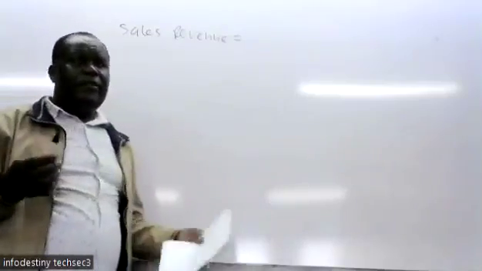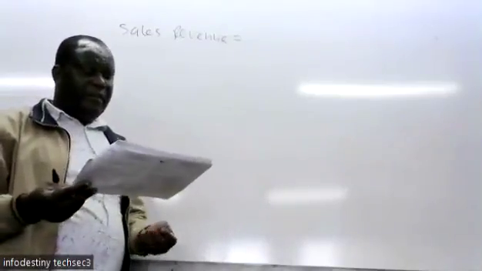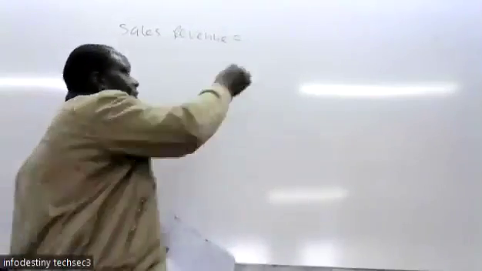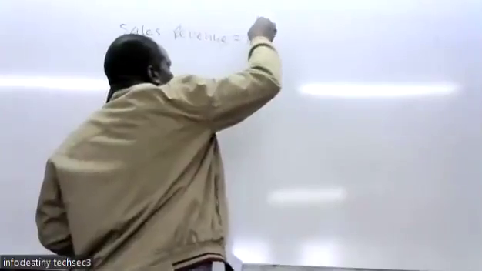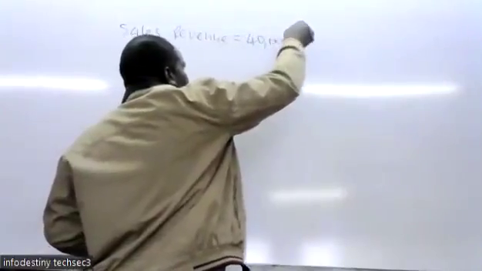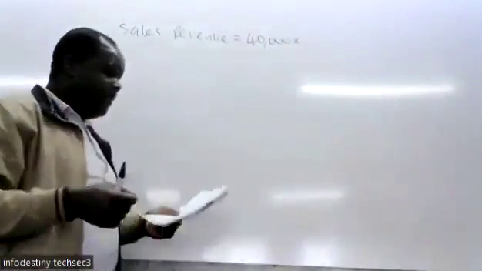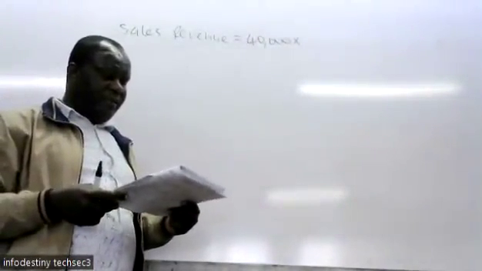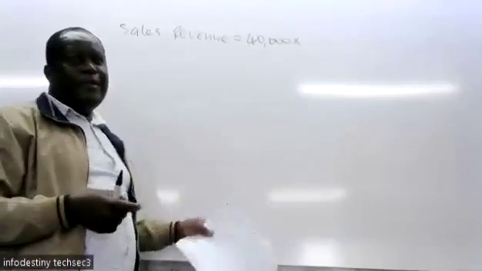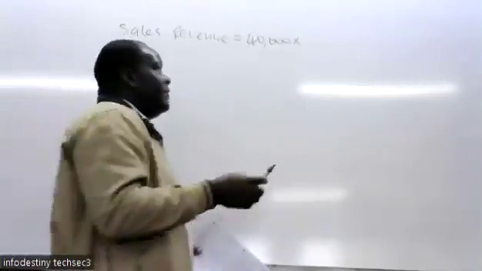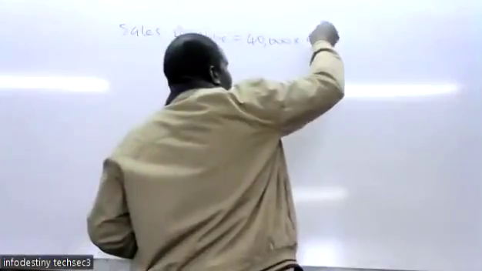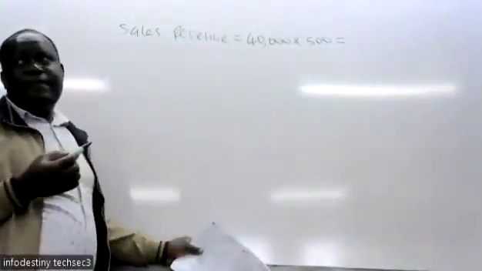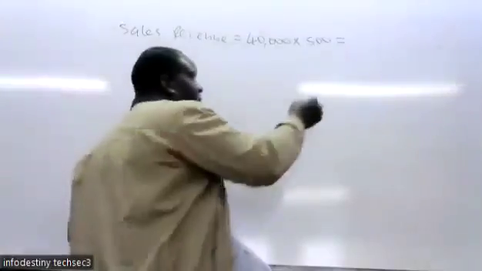So sales revenue: the activity level, they gave us how many units? 40,000 multiplied by, are you able to see the selling price per unit? It's given us how much? So multiplied by 500. It's giving us 20 million.